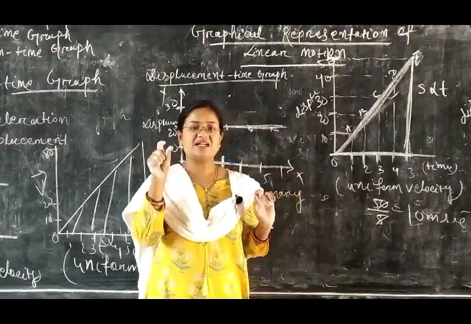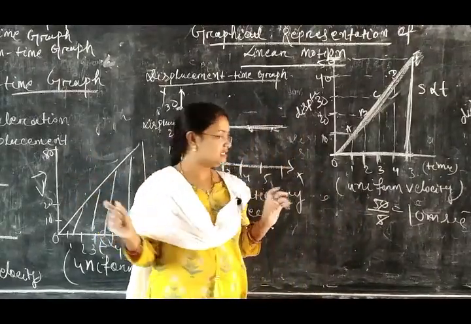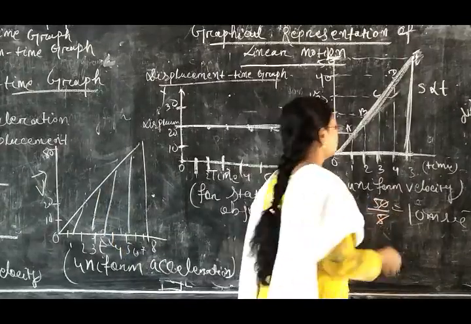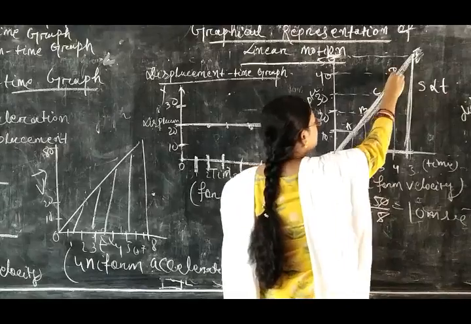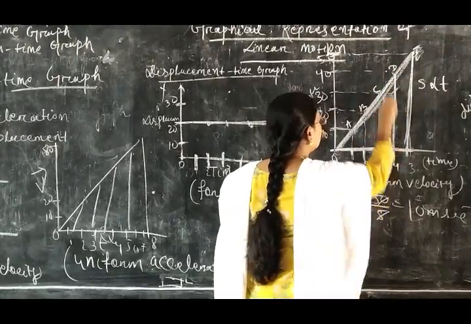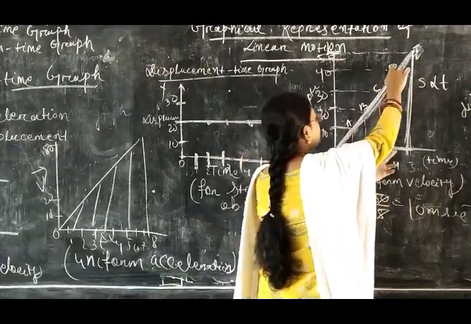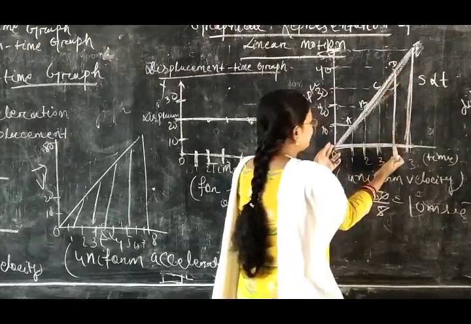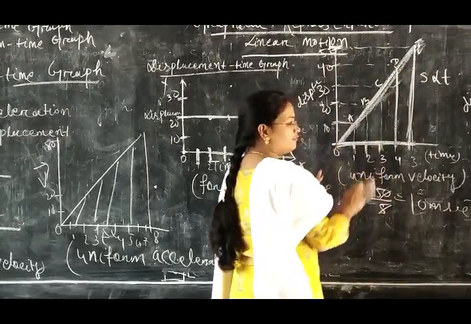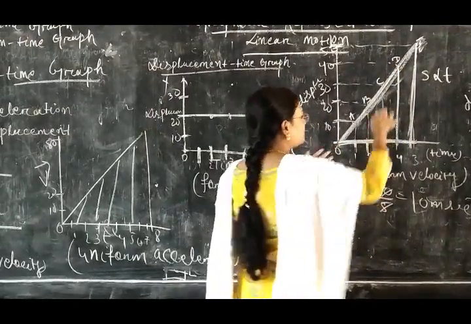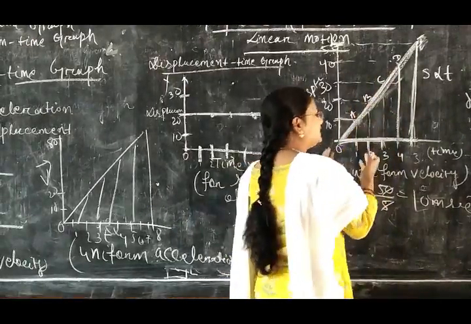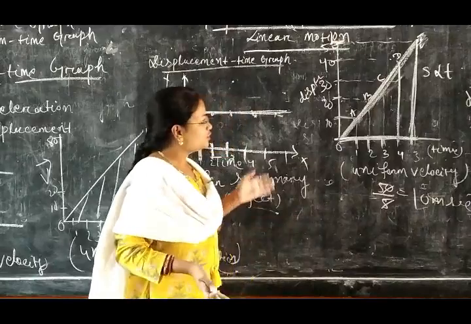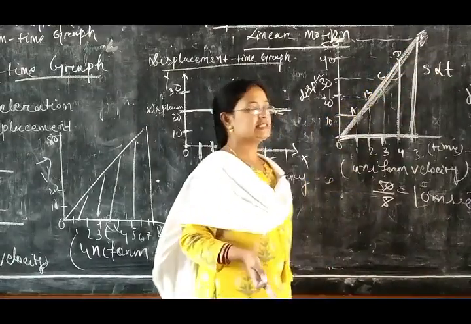The slope of the displacement time graph is your velocity. Suppose at this point you want to find the slope, then you just draw one perpendicular here. So this distance is your what? 40, and this one is your 4. 40 by 4 is your 10. Here 30 by 3 is your 10. 20 by 10 is your what? 10. So the slope of this line is the same.